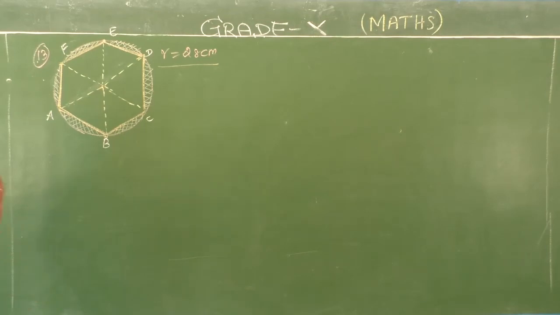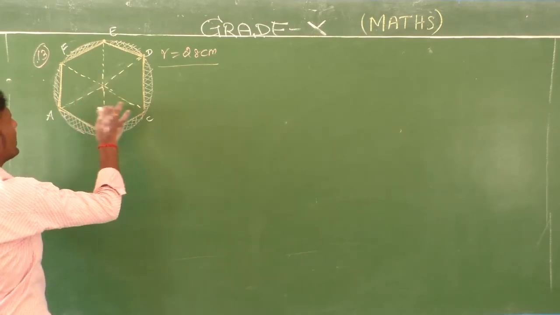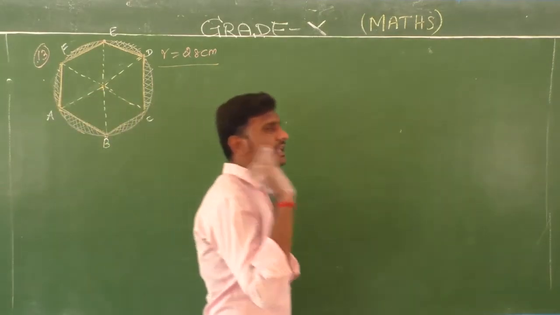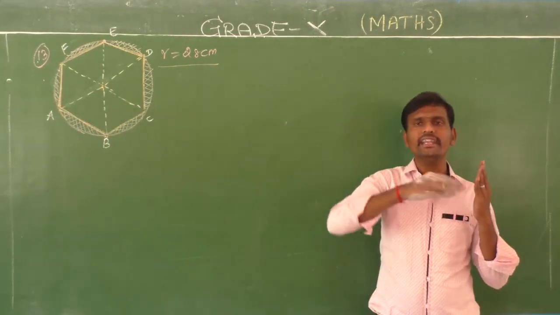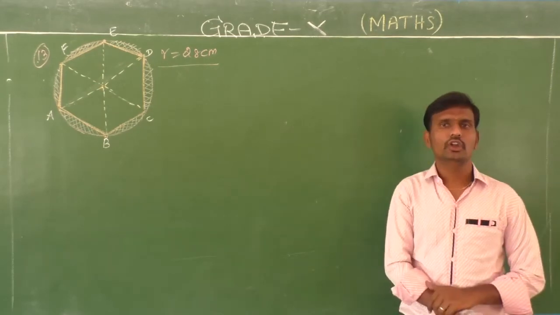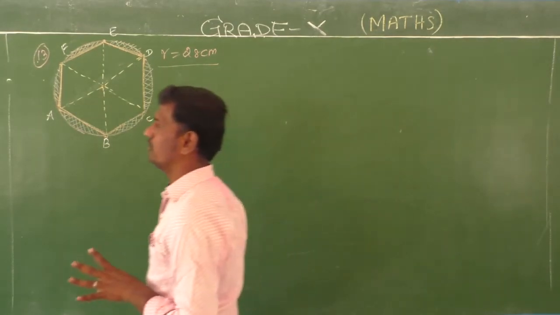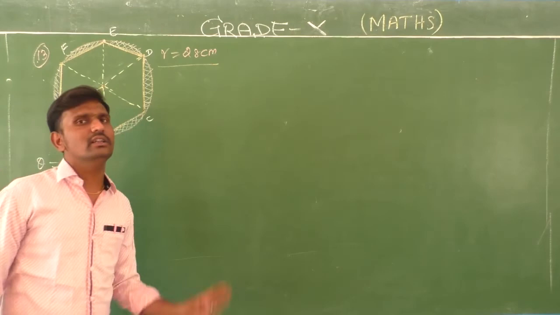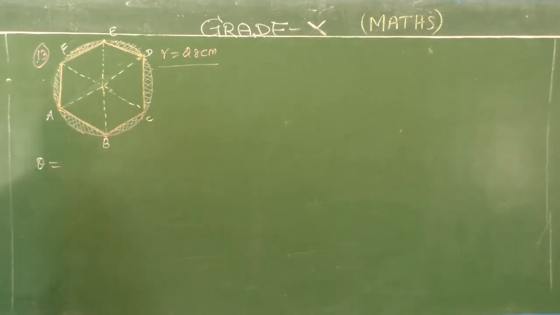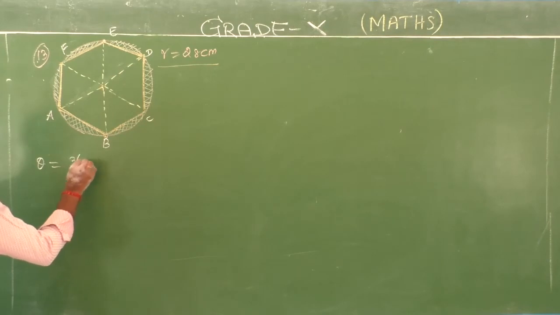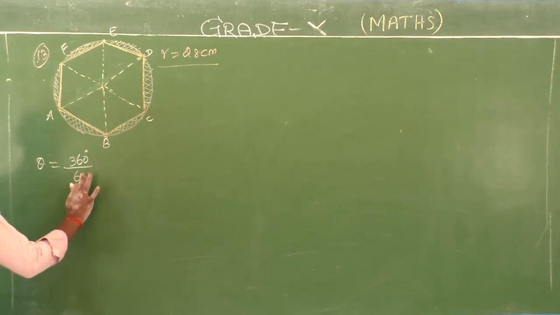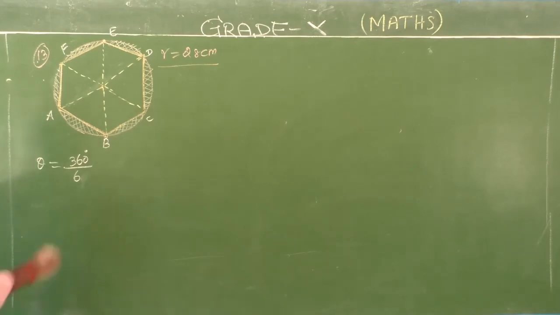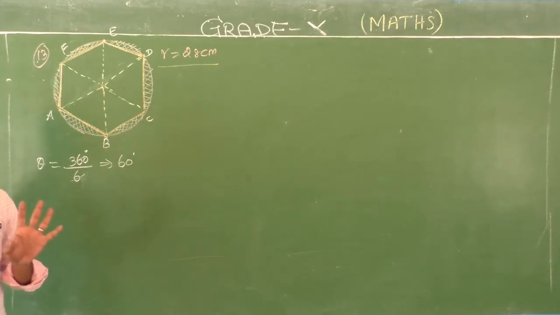Which is divided into how many parts? 1, 2, 3, 4, 5, 6 equal parts, when you join the opposite corners of the hexagon to get the 6 equal sectors. Okay, so from the sector I am going to take the sector angle theta, which is equal to 360 divided by 6 to get a 60 degree angle, because you have 6 sides in the hexagon. So 360 divided by 6 is equal to 60 degree.